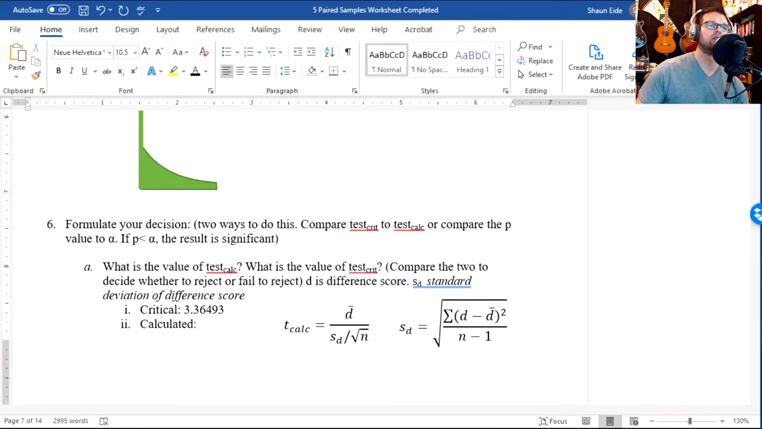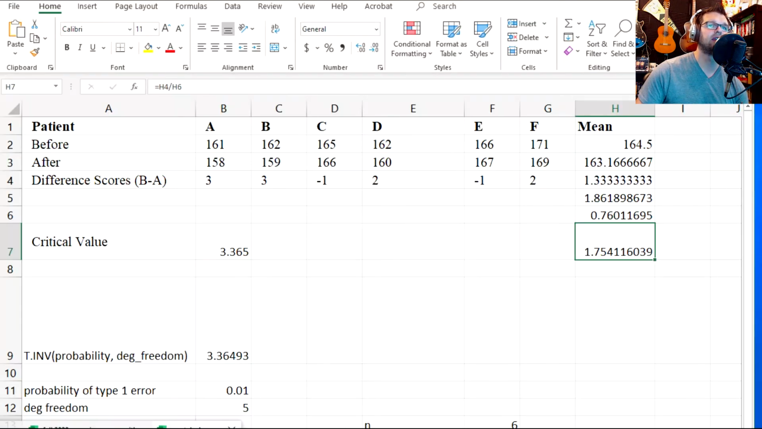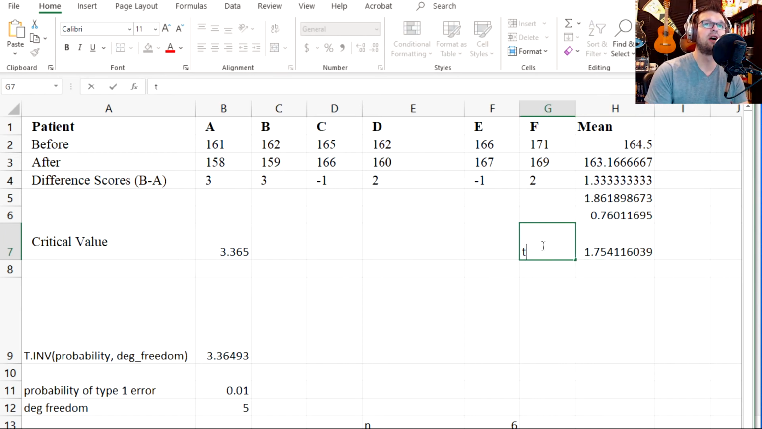So let me show that to you one more time just to make sure, in case you're wondering, hey, how did you do that? Very specifically, you have the average difference score divided by the standard error, and that will give you your t-calc value.